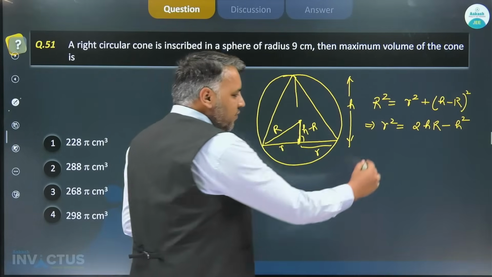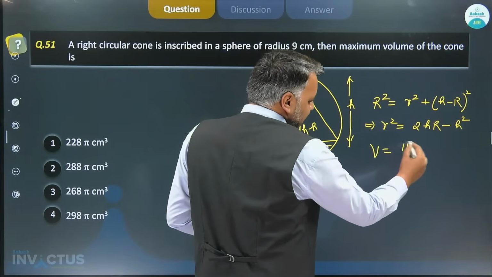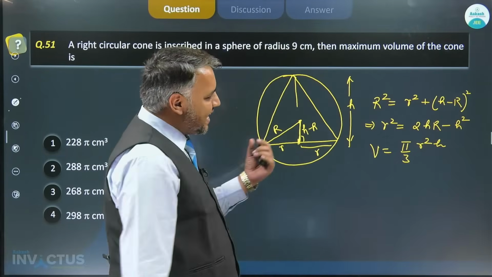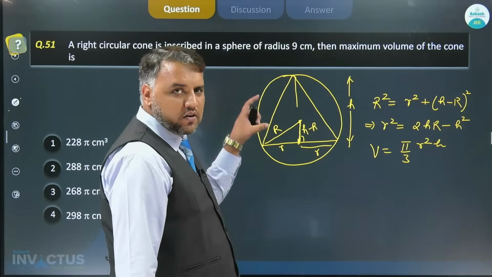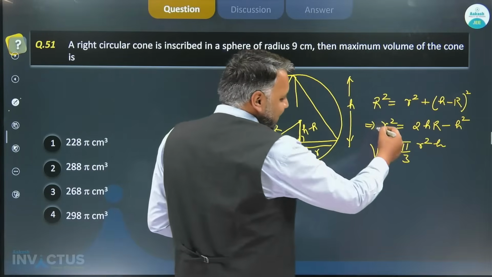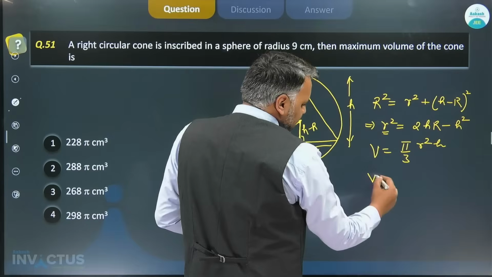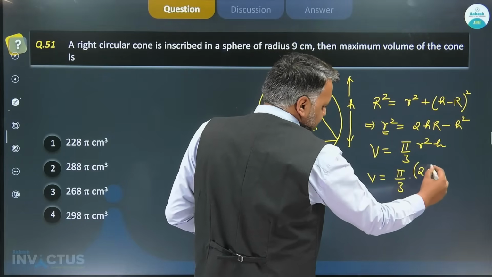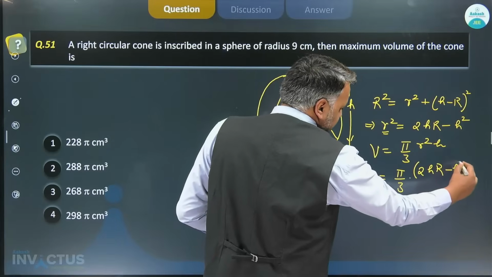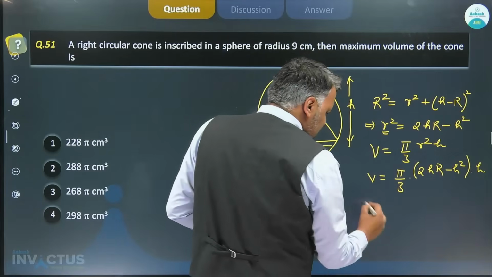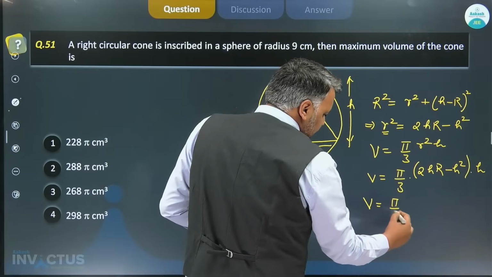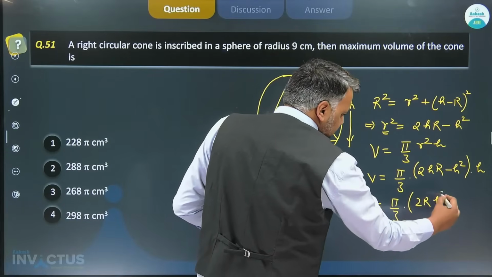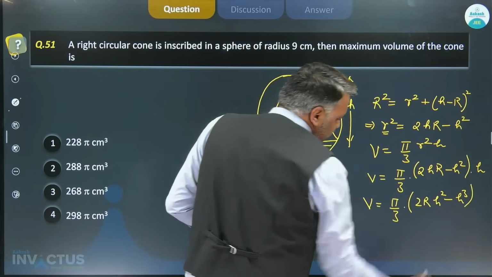Now what is the volume of the cone? V will be equal to pi by 3 r square h. Now we got r square in terms of the height of the cone. So replacing this value of r square here, we will get volume is equal to pi by 3 into 2rh minus h square, multiplied by h. Or simply we got a relation that volume is pi by 3 into 2r h square minus h cube.